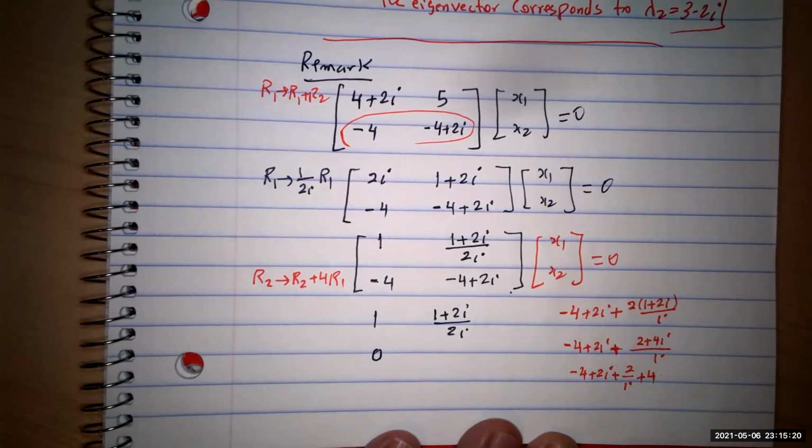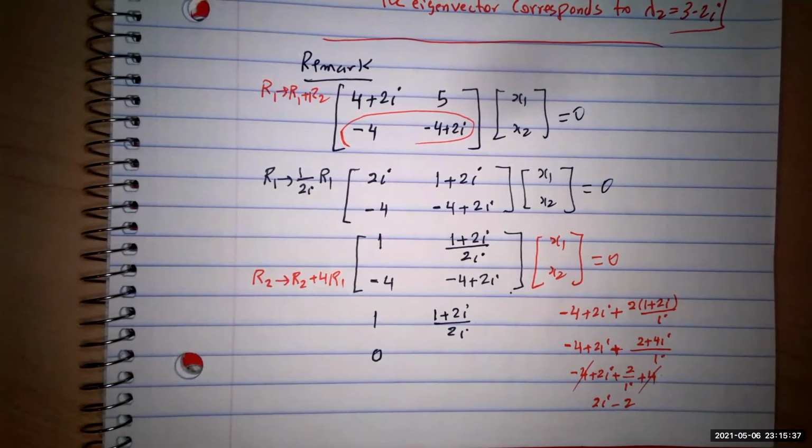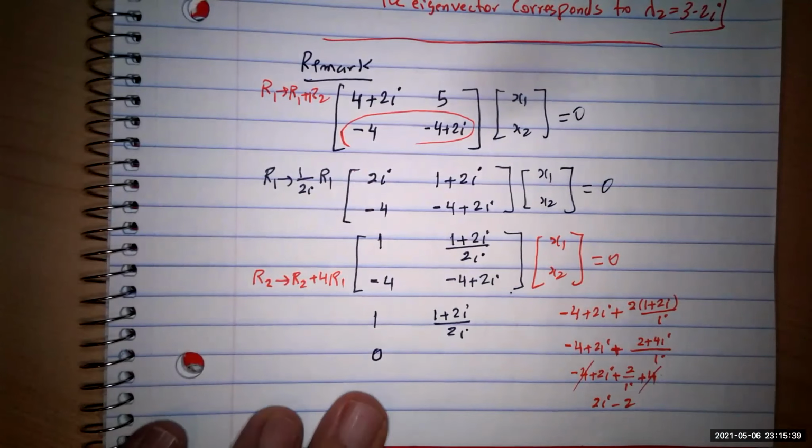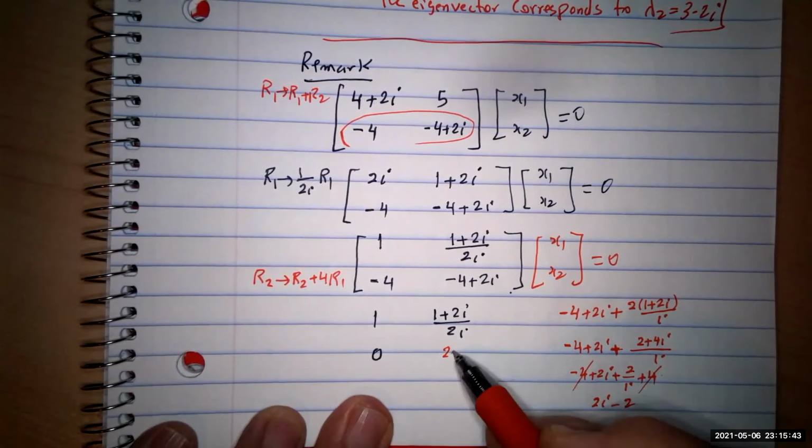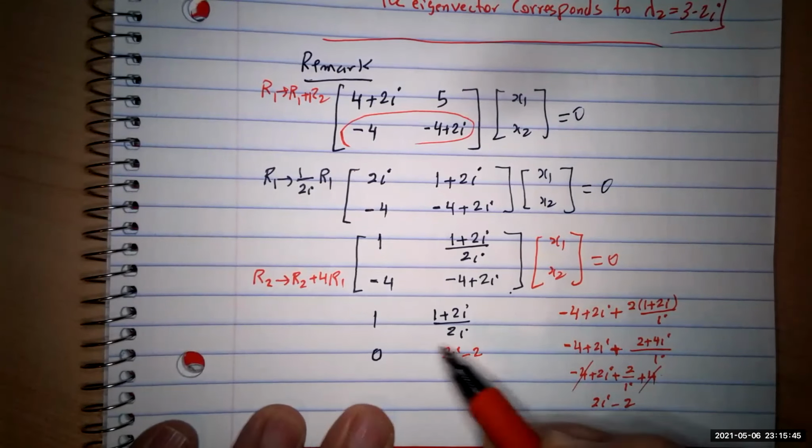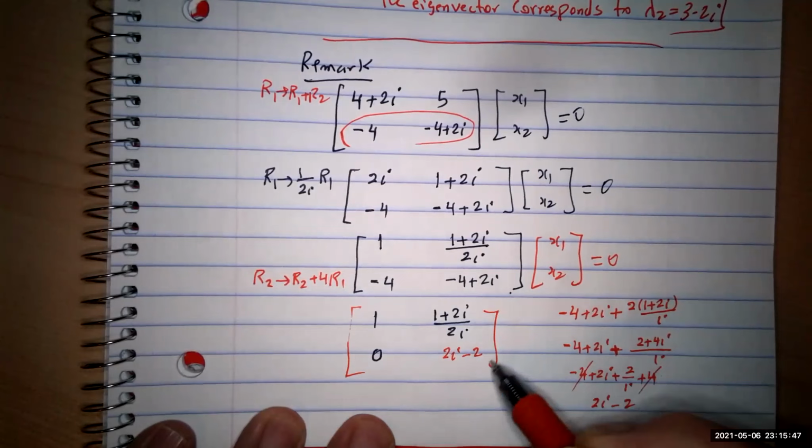Okay, this is 2 over i. You see 4 and 4 would cancel out. Then you simplify these two. You see, these two would be i. You multiply the top and the bottom by i, so that gives you 2i minus 2. Okay, so the simplification of this part together, you end up with 2i minus 2. You see?